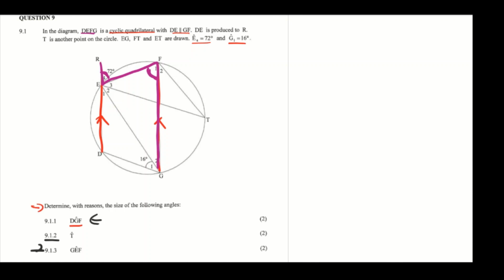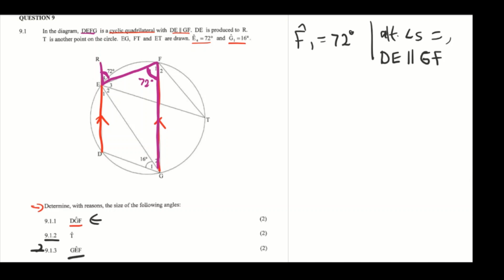What's the reason? Just say it loud. Obviously I can't hear you. It's alternate angles equal, right? So meaning here it's also 72 degrees. So simply say angle F1 is equal to 72 degrees. Reason is alternate angles equal. So how do you find those alternate angles equal? By using the parallel lines of DE being parallel to GF, right? So now we found our F1. Now we'll be able to find what's required, GEF, right?